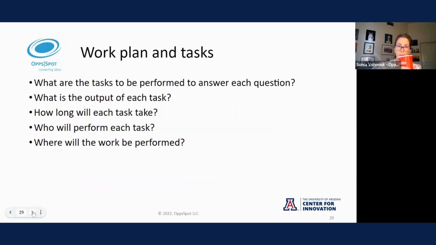Next slide. So again, for the work plan: what tasks you're going to be performing, what answers you're going to be addressing, what the outputs are, which are basically the milestones, how long each task is going to take, who's going to make them, and where the work will be performed. Next slide.